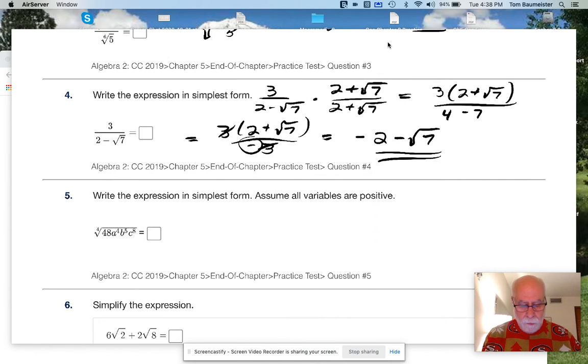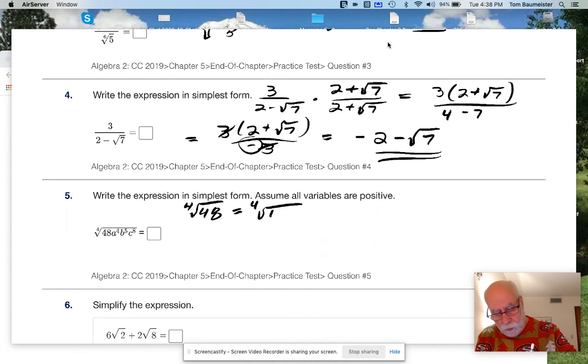Okay, example 5, write the expression in simplest form. Assume all variables are positive. That's nice because that means we don't have to use the absolute value symbol anywhere. All right, so now let's break it up here. You know that the fourth root of 48, I know you're going to have to try to find something where you can break that down. Well, I can do 16 times 3, which will give me the fourth root of 16 times the fourth root of 3.